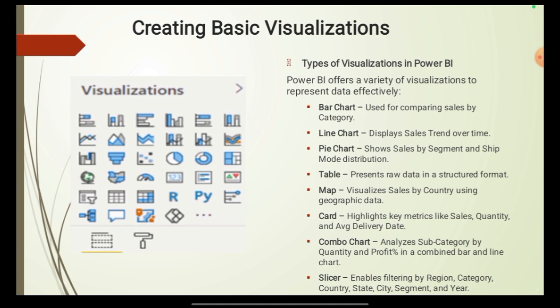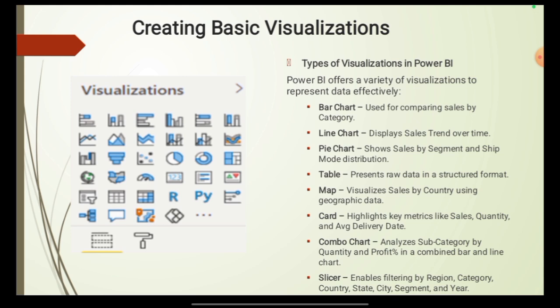Bar chart, used for comparing sales by category. Line chart displays sales trends over time. Pie chart shows sales by segment and ship mode distribution. Table presents raw data in a structured format. Map visualizes sales by country using geographic data. Card highlights key metrics like sales quantity and average delivery date.